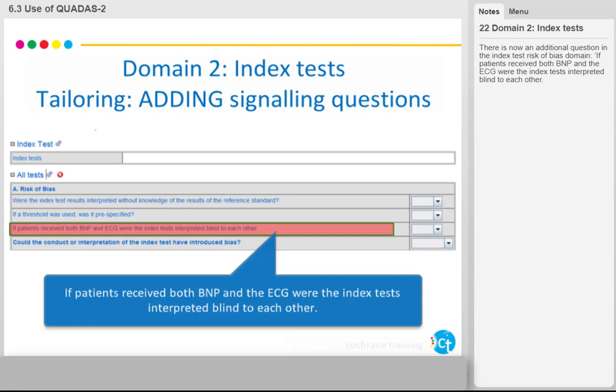There is now an additional item in the index test risk of bias domain. If patients received both BNP and the ECG, were the index tests interpreted blind to each other?